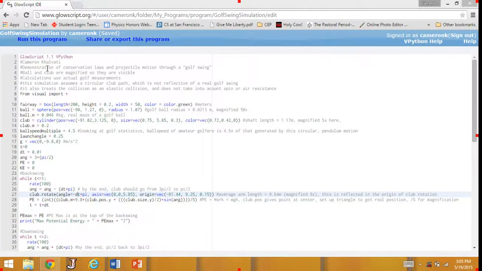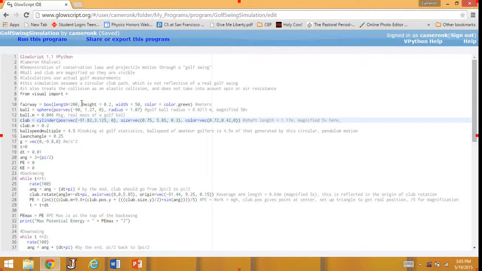For my Visual Python project, I created a demonstration of conservation laws and projectile motion through a golf swing simulation. The simulation treats the collision between the ball and the club as an elastic collision, and it assumes a circular club path, which is not reflective of an actual golf swing. So I start by creating a fairway, ball, and a club.